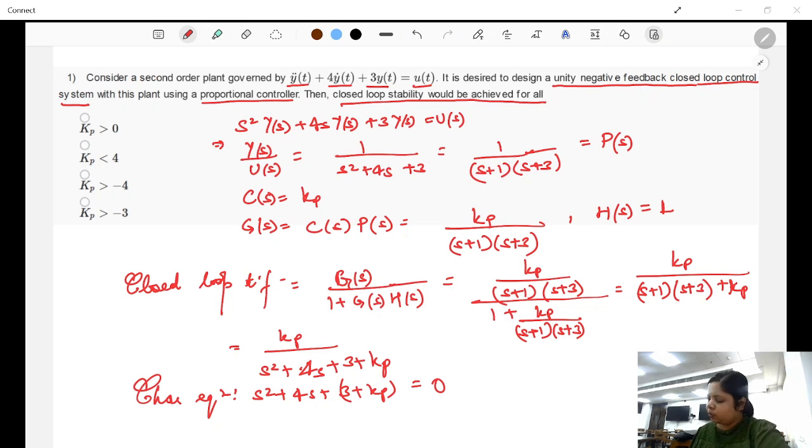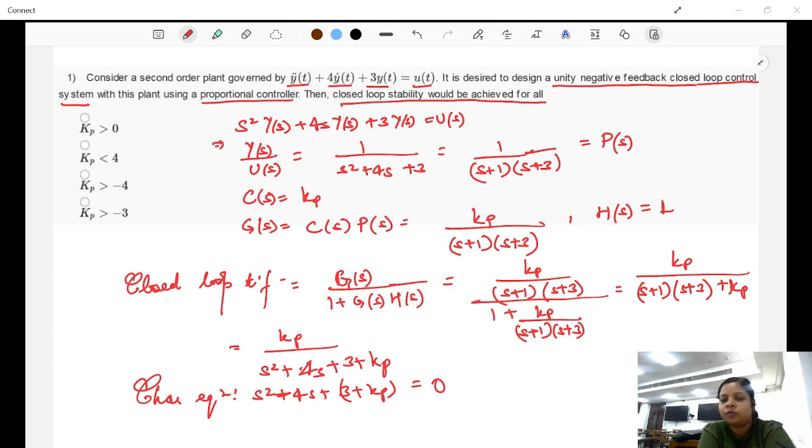Once you have the characteristic equation, to make sure that no poles lie in the right half of the s-plane, what is the criteria? The polynomial should be a Hurwitz polynomial. What is a Hurwitz polynomial? First of all, there should not be any missing power of s. The coefficient of any power of s should not be 0. If it is second order, it should have the coefficient for s square, s to the power 1 and s to the power 0, which is already satisfied in our case.